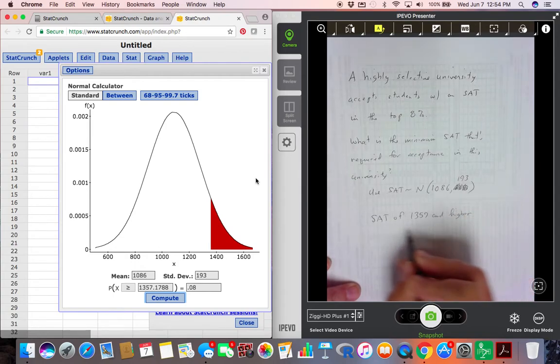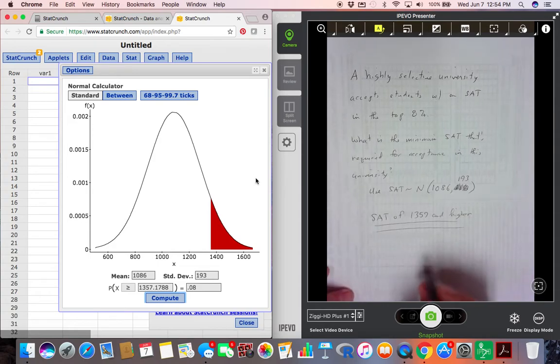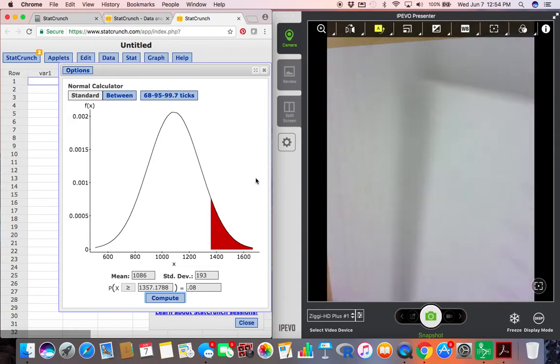Technically, to get 8% or higher, you'd have to have a 1358. But if you were given this on MyStatLab, it would probably ask you to round to maybe 2 or 3 places. So round appropriately depending on what it tells you. All right, gang. I don't know anything else to talk about here. I will look at one more type of question.